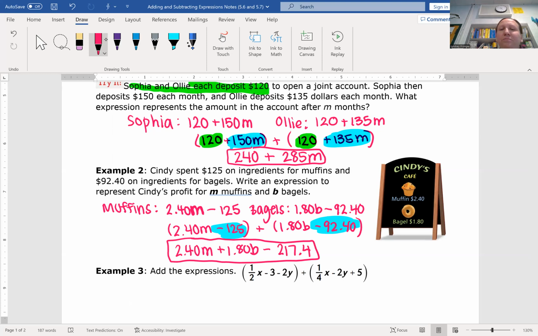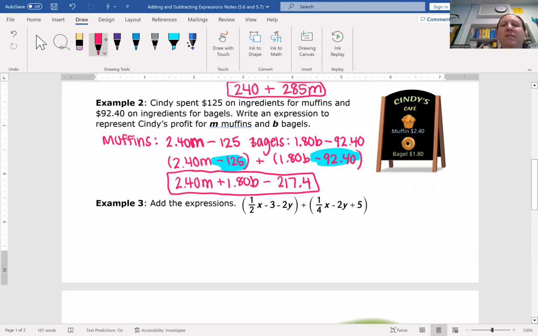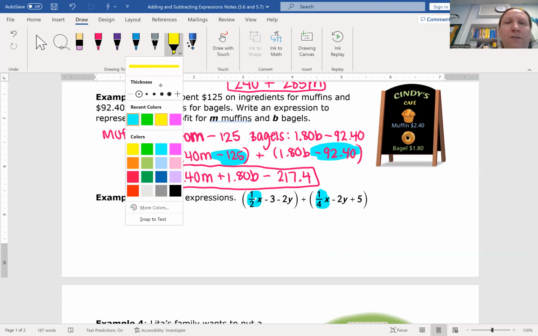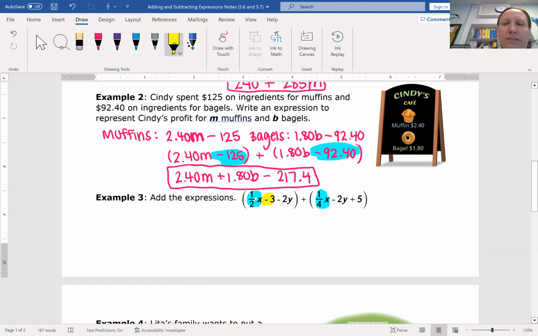Okay, last one. Looks scary, but I promise it really isn't. Okay, this is just a straight up, here's some expressions, add them together question. Really a lot easier than the word problems in my opinion, but I know you're going to freak out about the fractions, but it's okay. Our like terms here are our x's. We have the constants. And notice I'm including the signs with them. And my y's.